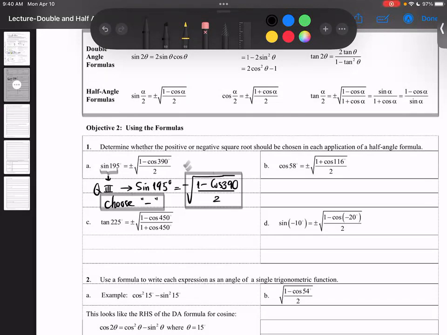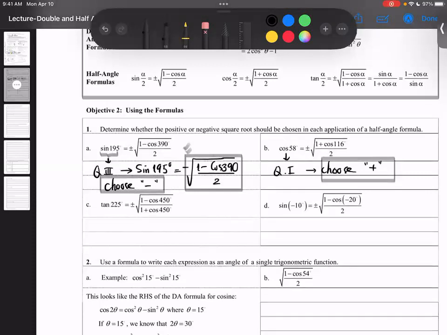So cosine 58 degrees, that's first quadrant. First quadrant means cosine is positive, right? So we choose positive. I'm lazy, I don't want to write out the whole thing, so I'm just going to say choose positive.